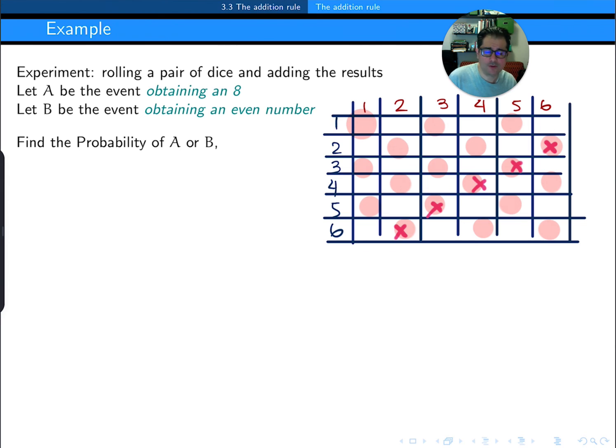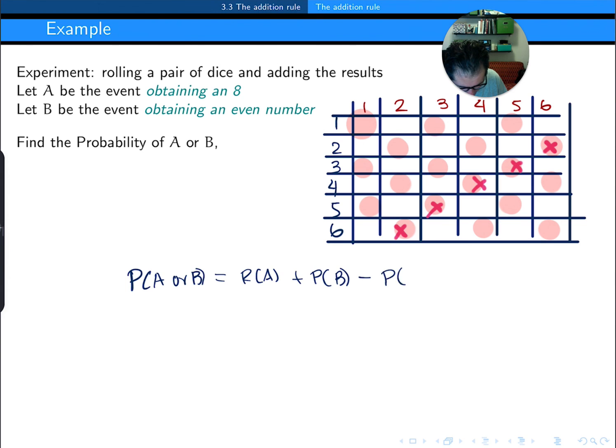Now, if I use the formula that I had here, I say, well, the probability of A or B is the probability of A plus the probability of B minus the probability of A intersection B, or A and B, right? It shouldn't look like a U, just like that. So what's the probability that you get an 8? We already said that. It's 5 over 36. What's the probability that you get an even number? It's the dots, so it's 18 over 36.